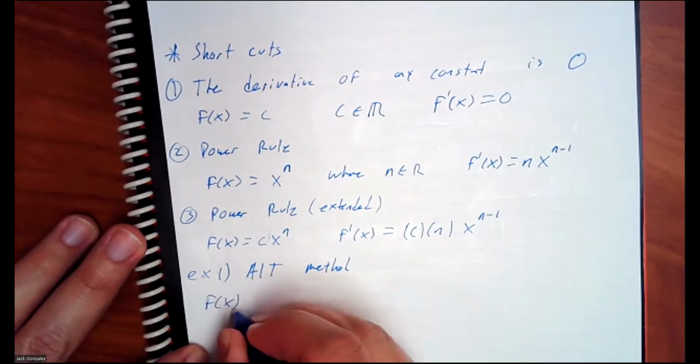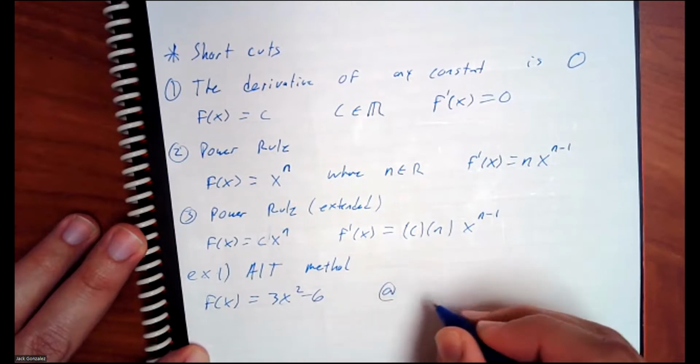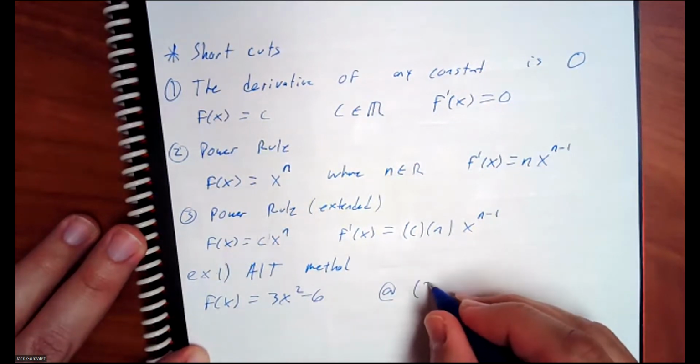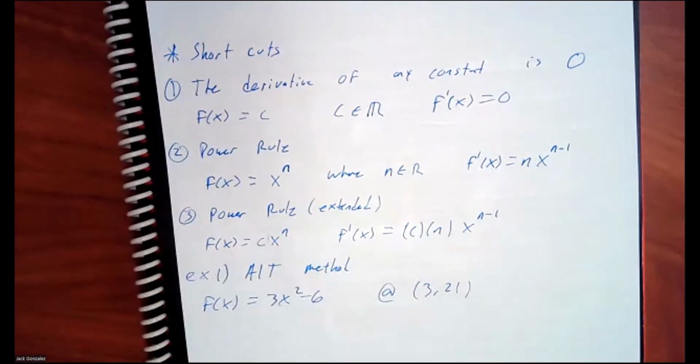So f was equal to 3x squared minus 6, right? At 3, 2, 1, I think. Yeah. Okay. Thanks.